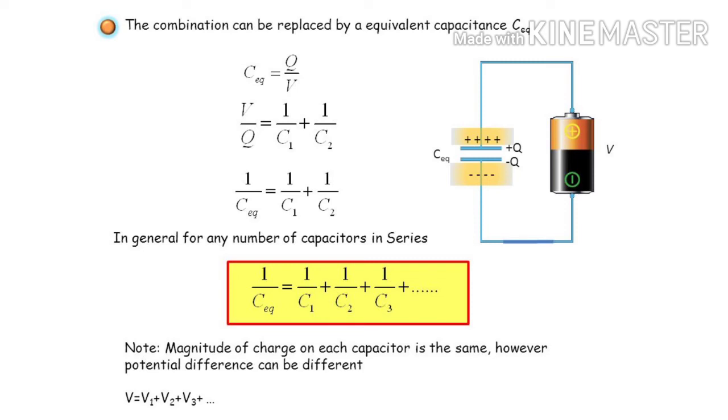That is, we know from this C equals Q by V equation we will get this 1 by C equivalent equals 1 by C1 plus 1 by C2. So the difference between resistance, inductance series combinations and capacitance combinations is that capacitance is opposite to those two. In resistors R1 plus R2 plus R3 directly added, in inductors L1 plus L2 plus L3 directly added, but in capacitors 1 by C equals 1 by C1 plus 1 by C2, like this up to so on.